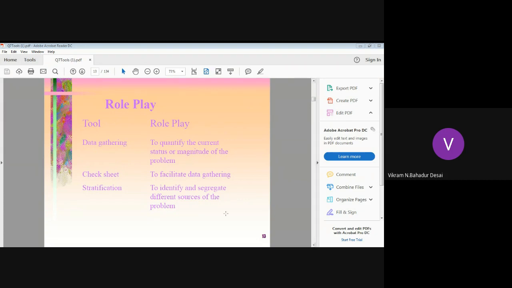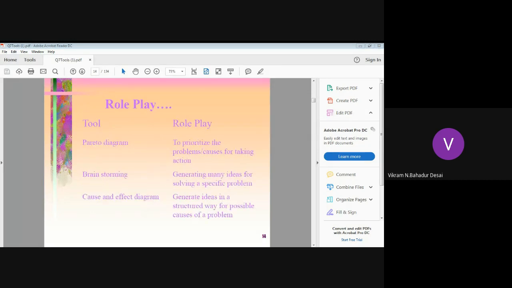Stratification is to identify and segregate the different sources of the problem. All problems may not be human related, or material related. There will be different kinds of problems. So you have to categorize them into different groups: errors made by humans, errors coming from machines, errors coming from the environment. To identify and segregate the different sources of the problem is important. Whether it is coming from machine, human, or environment, where it is coming from, that is what we call stratification.